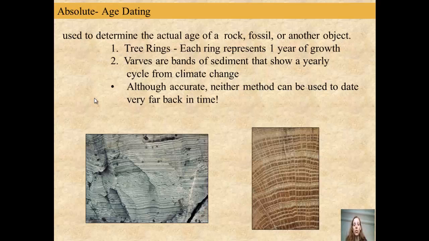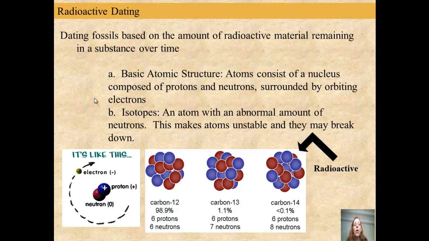So if you count the rings on a tree, you'll know exactly how old the tree is. Varves are bands of sediment that show a yearly cycle from climate change. So although both of these are accurate means of finding an exact age, neither can be used to date very far back in time. Trees don't live that long. There has to be another method of determining age. And in fact, there is.